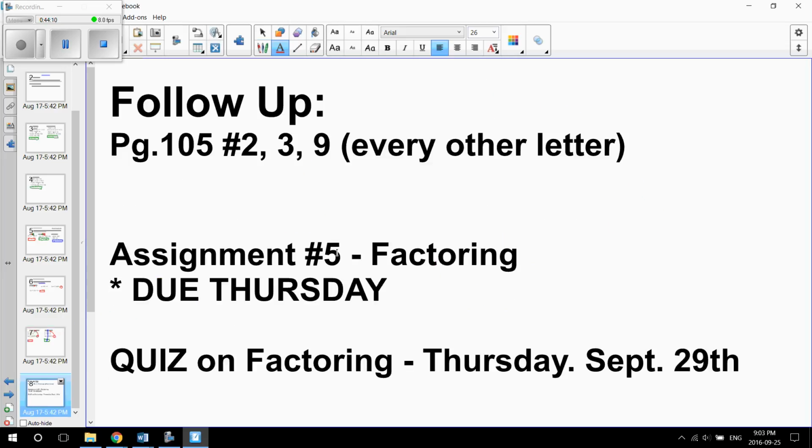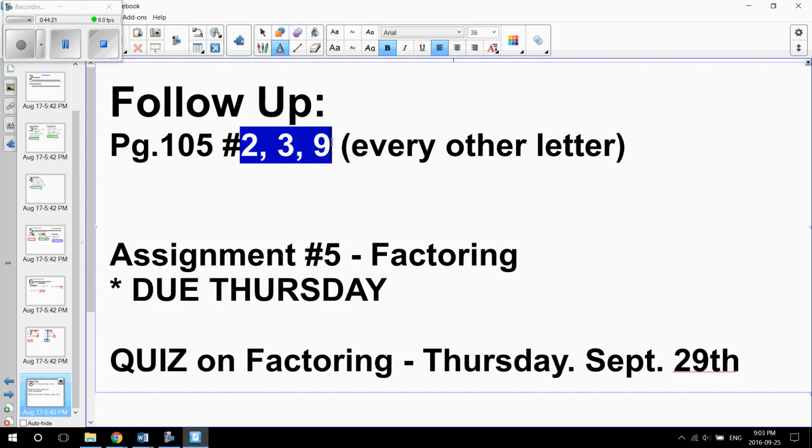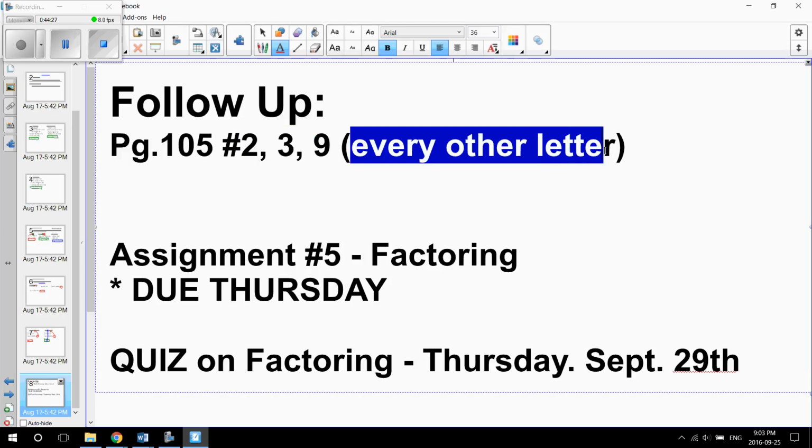So that's it for our lesson today. Some of the follow-up questions, if you don't get them done in class, remember they're always homework. So you're going to look at page 105, numbers 2, 3, and 9, and just do every other letter. I don't expect that you do all of the letters for each of those questions. For every single one of them, just look at every other letter.